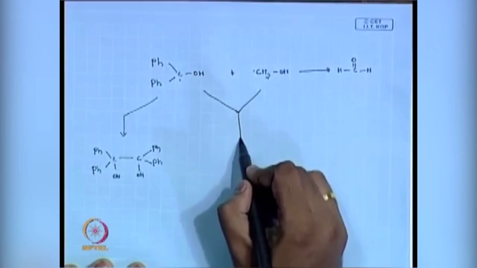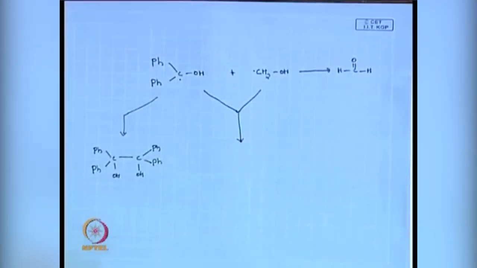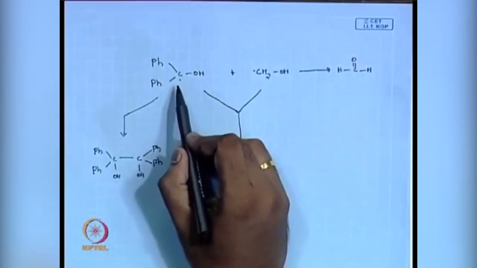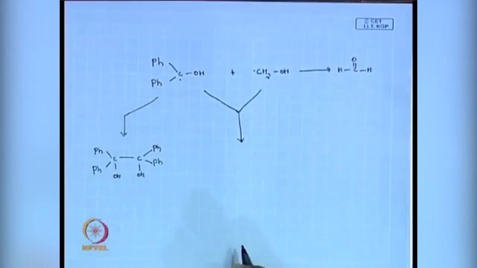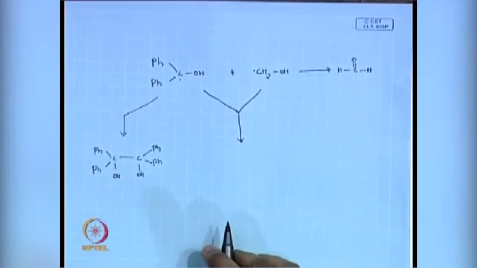Is it possible that these two radicals can recombine? How can they recombine? Do you want this CH2 to go and attack this C, making phenyl, phenyl C, CH2OH? This is a highly reactive radical. Do you want it to do that, or is there any other possibility you can think about? You have studied this reaction.